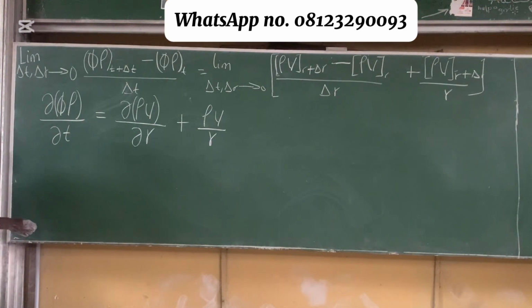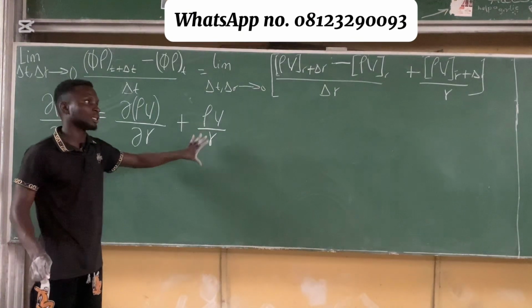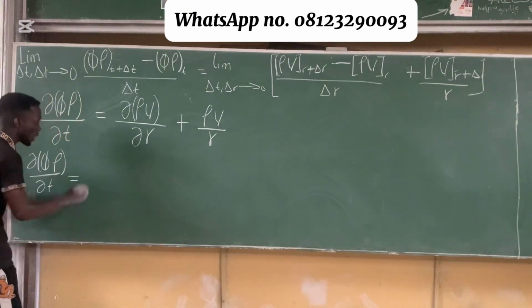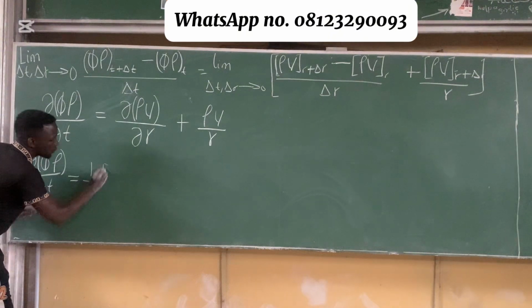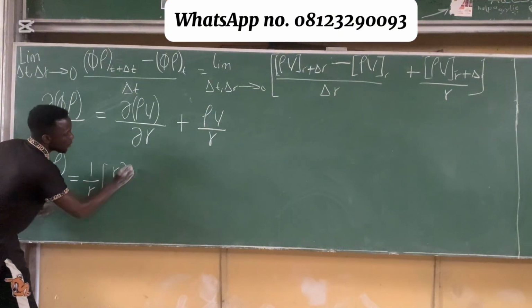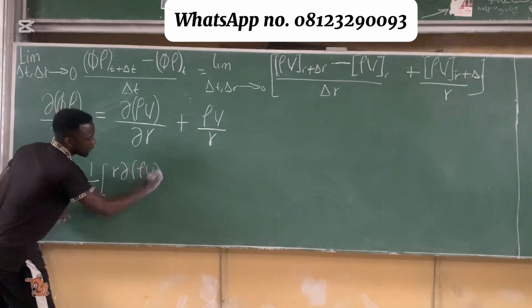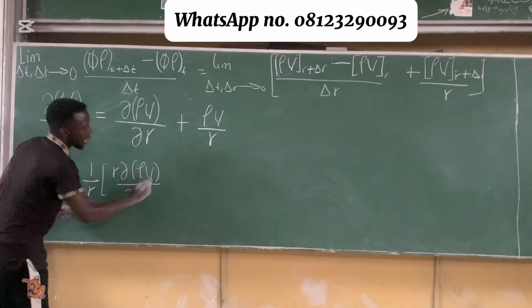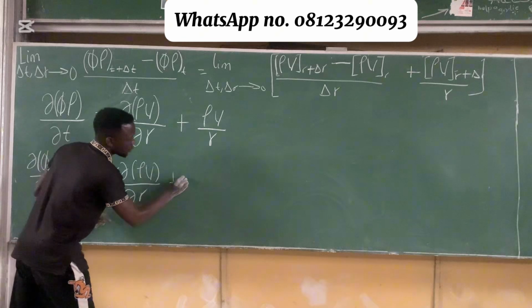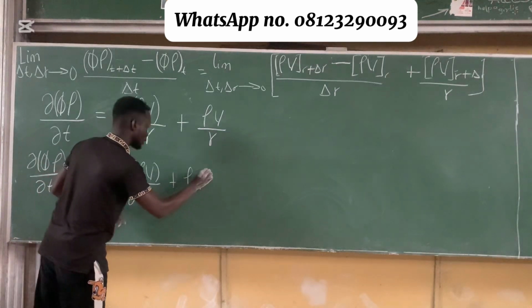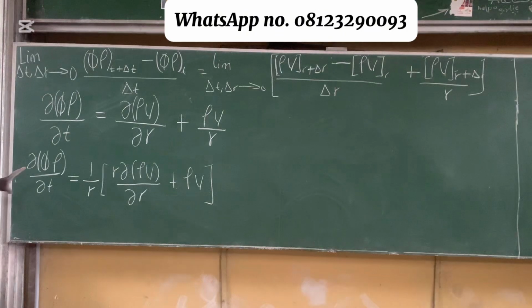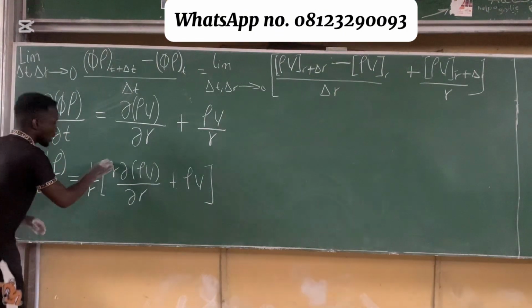So since we have this, this will give us the phi rho divided by dt will be equal to, now let's factor out 1 over r from this. If we factor out 1 all over r, we're going to have 1 all over r into r partial rho v divided by dr plus rho v. So if we factor out r, we are going to have this particular equation.